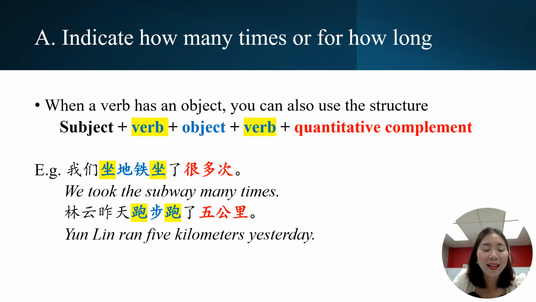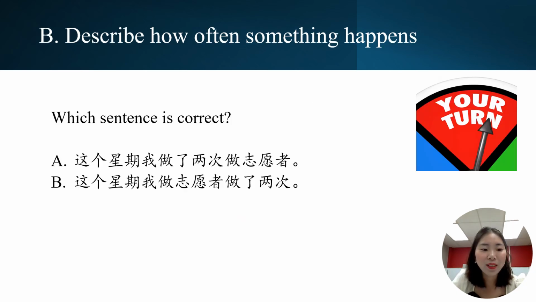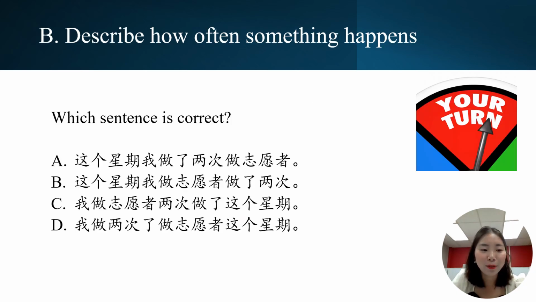When a verb has an object, you can also use the structure subject, verb, object, verb, quantitative complement. 我们坐地铁坐了很多次. We took the subway many times. 林云昨天跑步跑了5公里. Linyun ran 5 kilometers yesterday. Now it's your turn. Which sentence is correct?